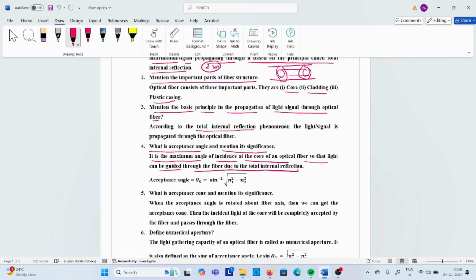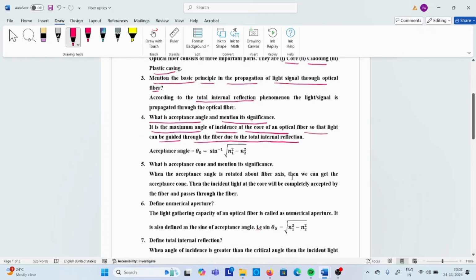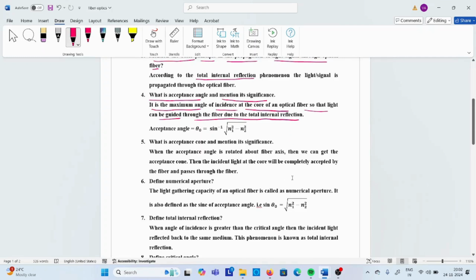total internal reflection. Dear students, see these questions and answers carefully, note them down in your book and prepare for the examination. Watch the video completely till the end. In the ending session, I will explain the important questions of the university examination.